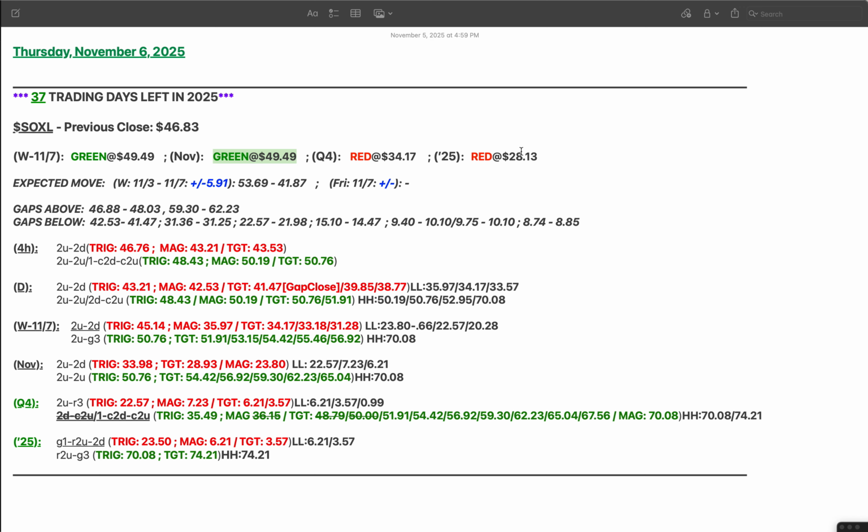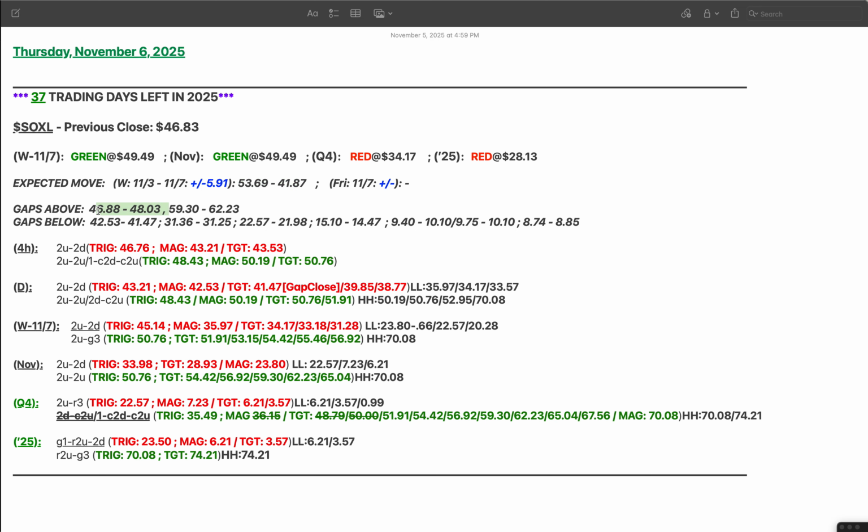Now, for the quarter and year to flip red, we'd have to go down quite a bit. So I don't think that's as much in jeopardy as being able to flip back into full time frame continuity and getting the week and the month green. Again, the week's expected move was plus or minus $5.91, giving us a range of 53.69 to 41.87. Again, check out the weekend video if you're not familiar with that.